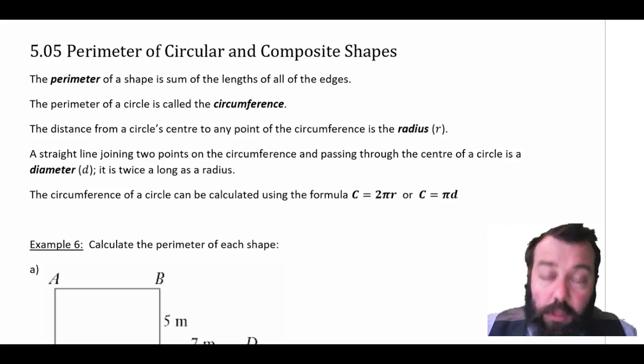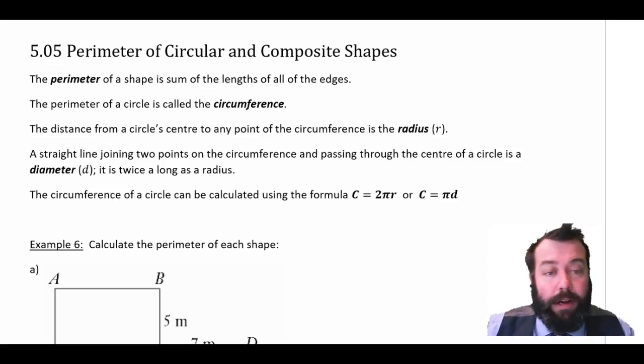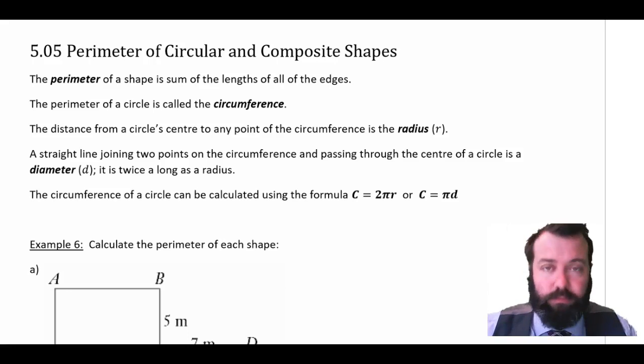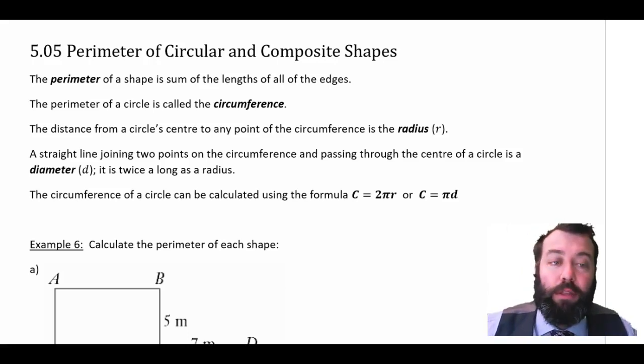Now, the perimeter of a circle we call a circumference. The distance from the center of the circle to the circumference is called a radius. 2 radii might make a diameter. That's a straight line that joins 2 places on the circumference and passes through the center. Okay, it's equal in length to 2 radii.